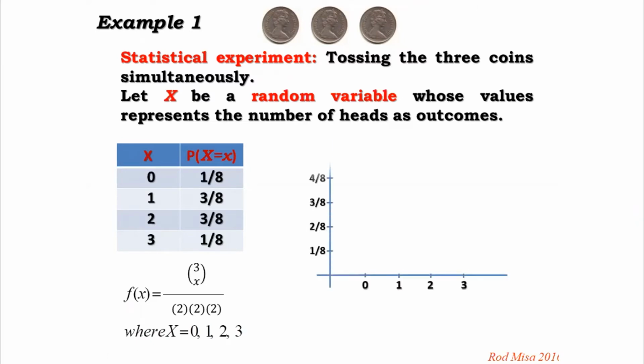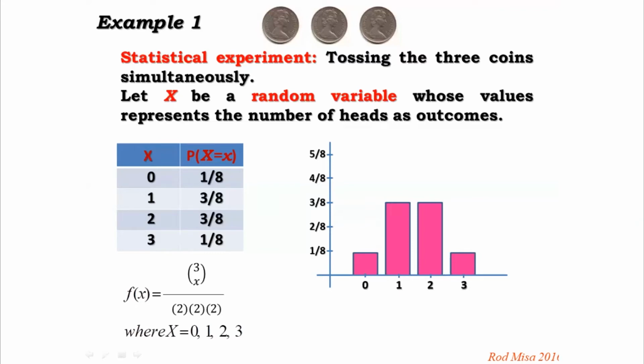Now, since this is a discrete random variable, because we have finite values of our random variable from 0 to 3, we construct our first bar for the random variable 0, having a probability of 1/8, and also our random variable 1 having a probability of 3/8, and also random variable 2 with 3/8 as its probability. And lastly, the random variable 3 having a probability of 1/8.